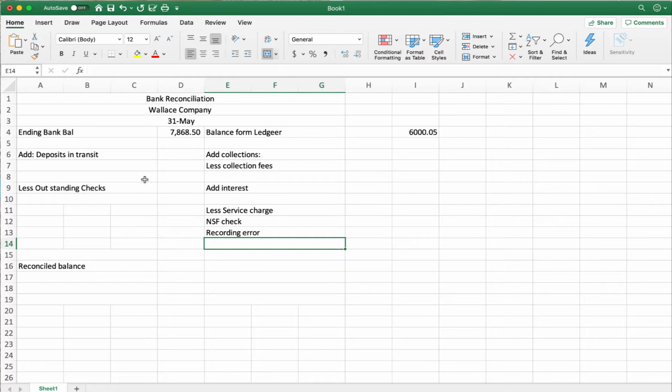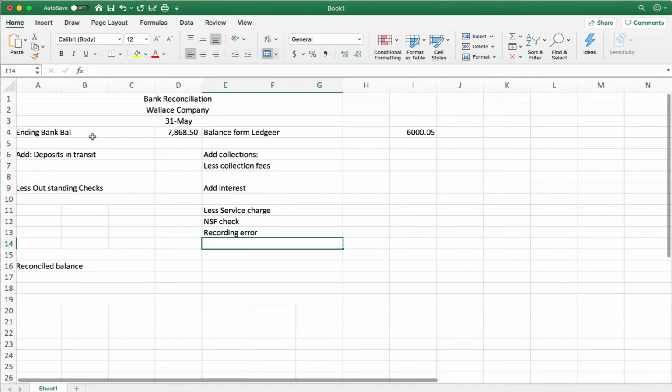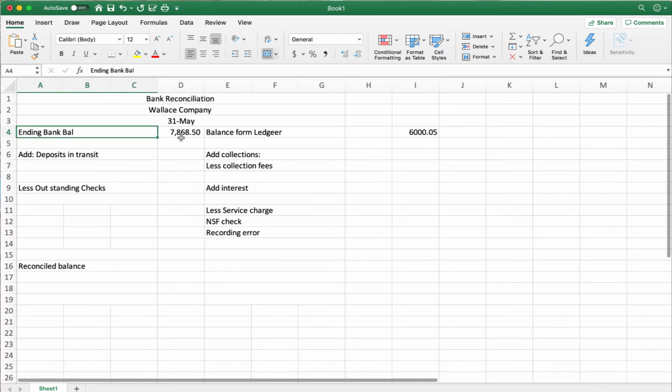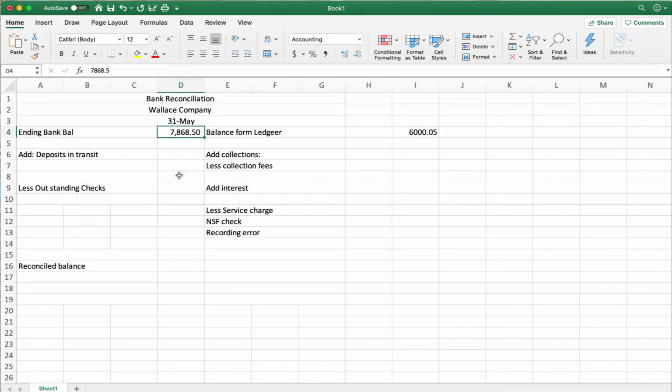So here's one thing we need to know, right? Let's look at just the bank statement side. We always start with the ending bank balance. And as you can see, I went ahead and put in our bank balance already. The problem said that we got a bank statement. The ending balance at May 31st was $7,868.50, okay?